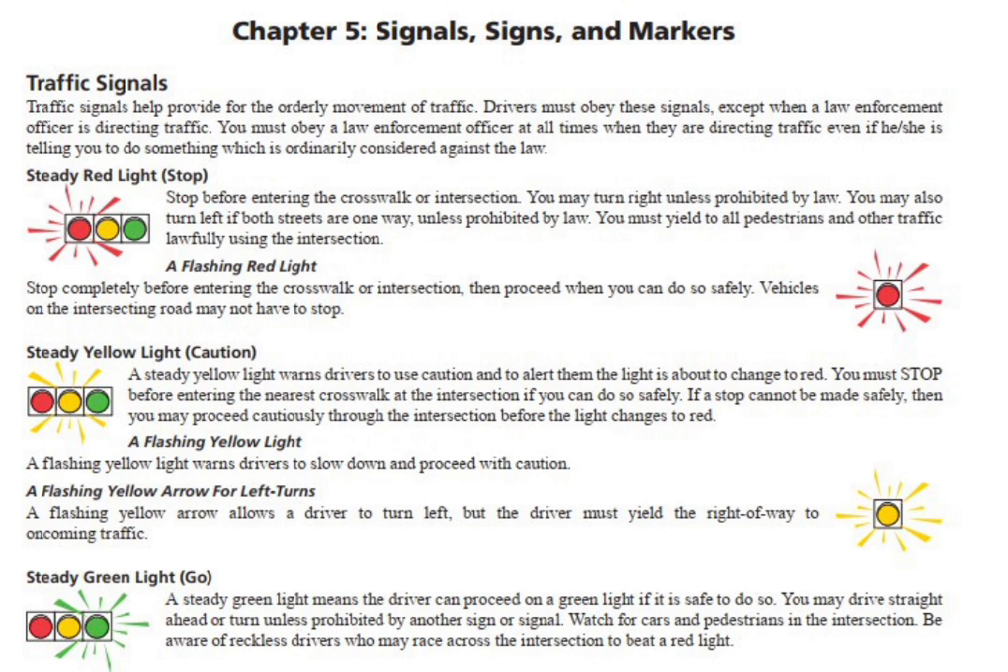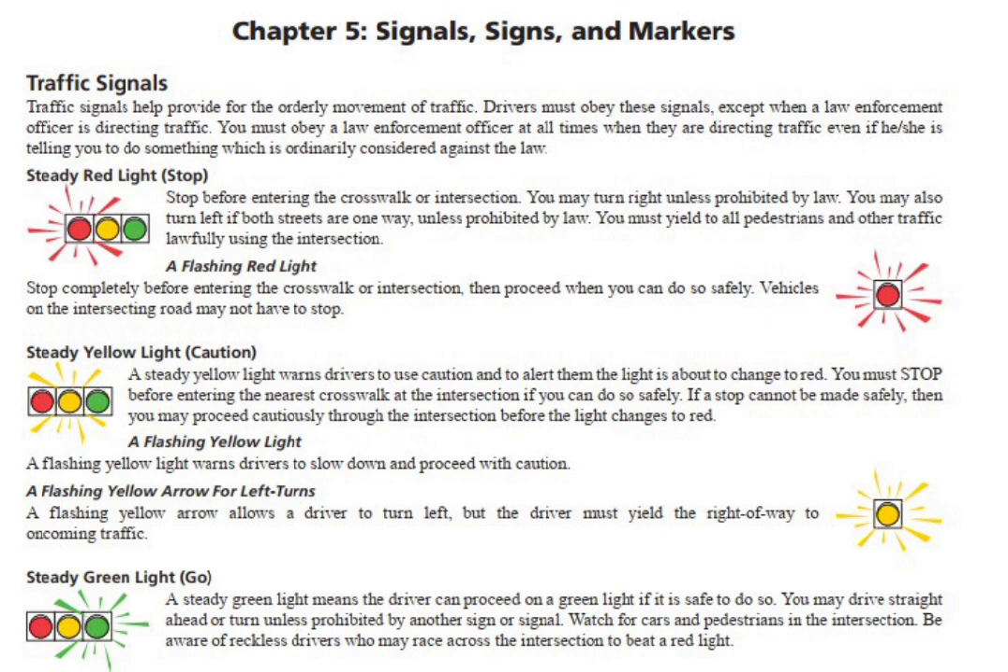Steady yellow light: caution. A steady yellow light warns drivers to use caution and alerts them the light is about to change to red. You must stop before entering the nearest crosswalk at the intersection if you can do so safely. If a stop cannot be made safely, then you may proceed cautiously through the intersection before the light changes to red. A flashing yellow light warns drivers to slow down and proceed with caution.